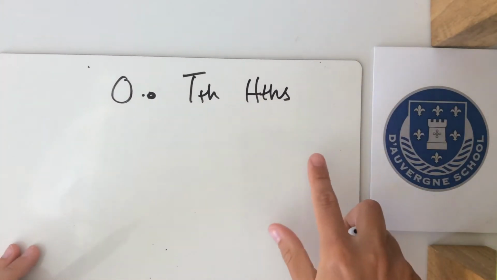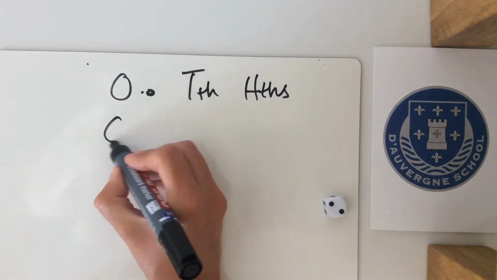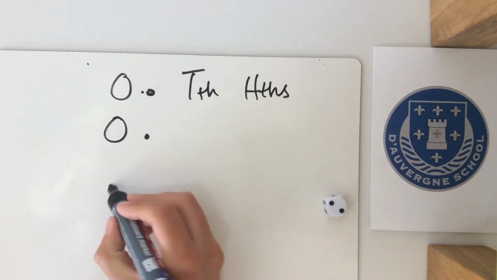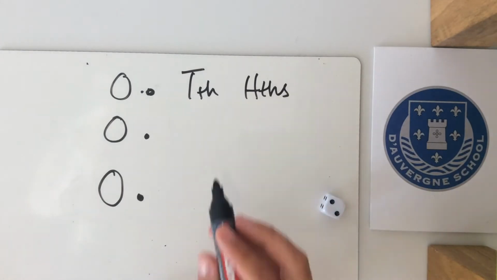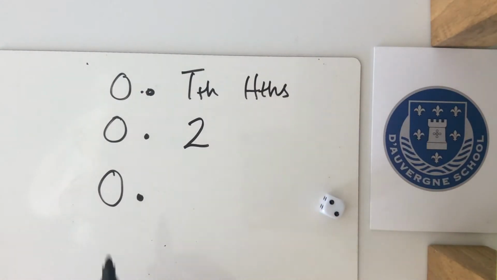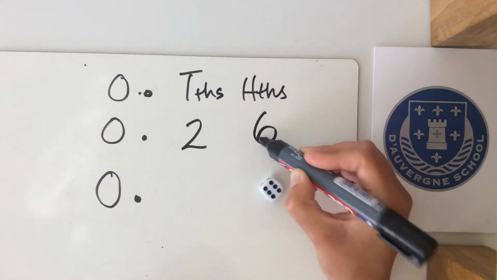Okay, so write out your place value grid. Fill in your ones column, which is always going to be 0. Don't forget your decimal points. Your first rolled number goes in the tenths column, sorry, not the tens, the tenths. And your second digit goes in the hundredths.